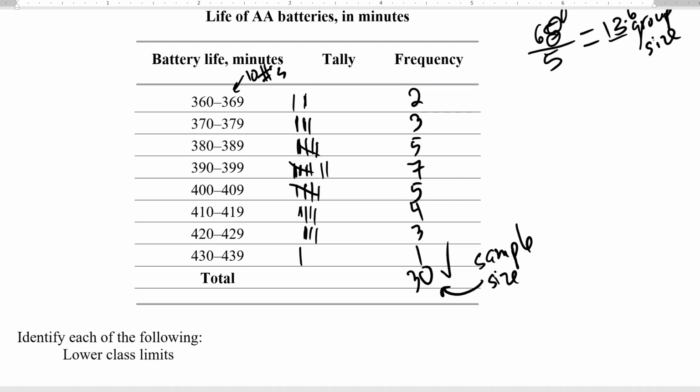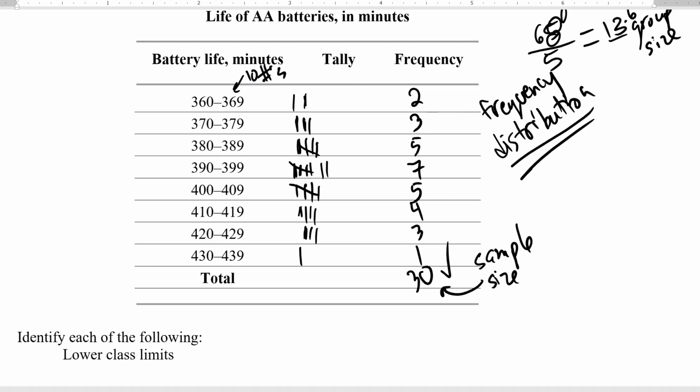Okay, so that's something I'm going to expect you to be able to do. If I give you a list, you should be able to make a frequency distribution. That's what this is called, a frequency distribution. It's a table where I have the classes, that's what these are, and I have the frequencies with that. Sometimes I'll give you those classes, sometimes I won't.